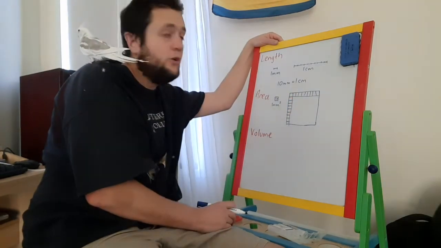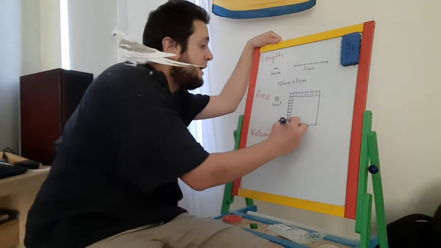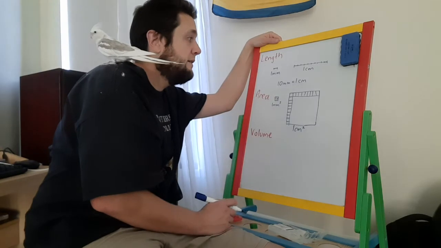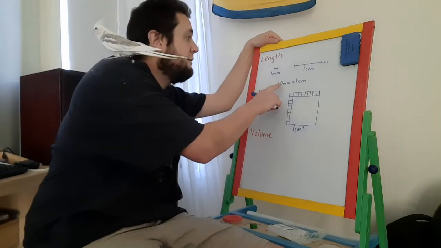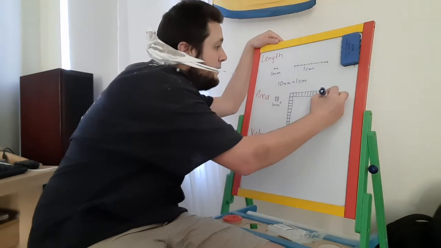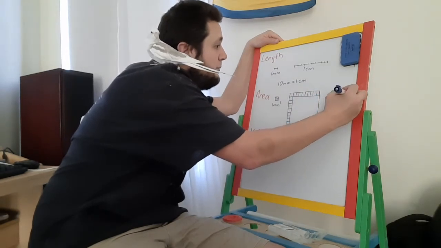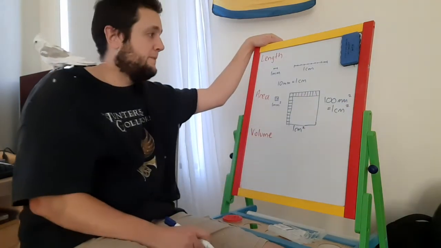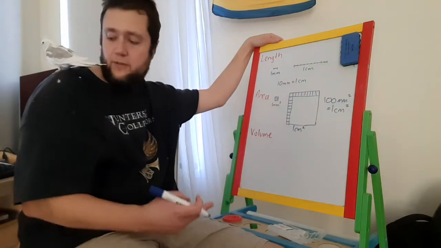Right? Overall, when you draw that out, you're actually going to have 100 of those little millimeters squared in a centimeter squared. So it's no longer in length, it was only a conversion of 10. But in area, it becomes a conversion of 100. 100 millimeters squared is equal to 1 centimeter squared. And what about we take it a bit further?